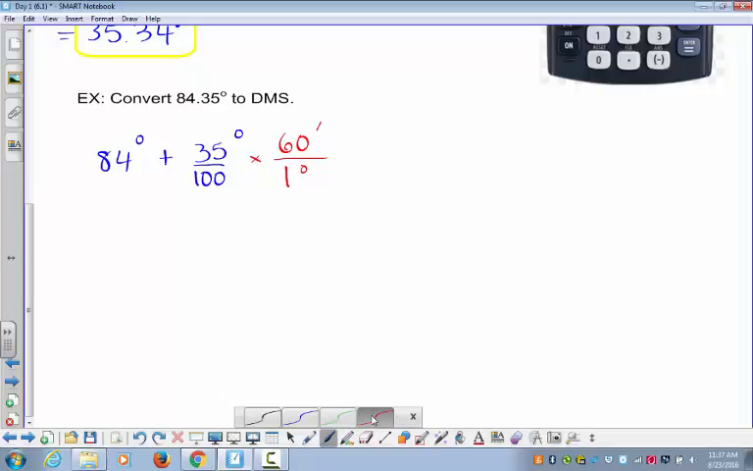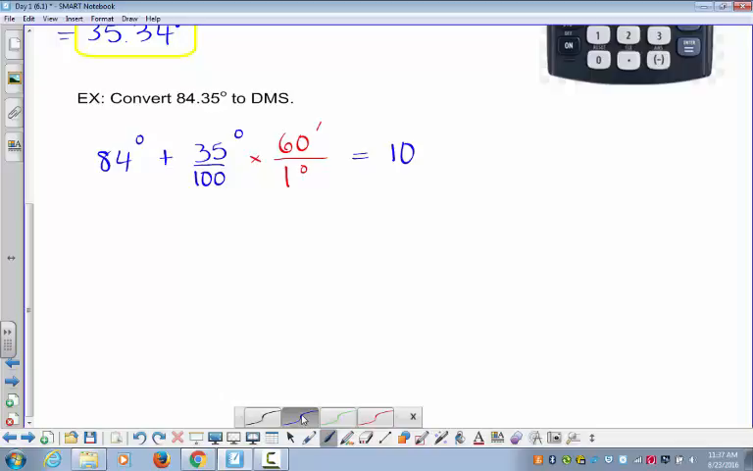And we get 105. Oh, we're done. Wait a minute. Something's wrong. I think I divided wrong. Type it in again. 84 plus 35 times 60 divided by 100. I think I only divided by 10. No, I'm getting 105? That's what I got too. What the heck? Oh, my bad.